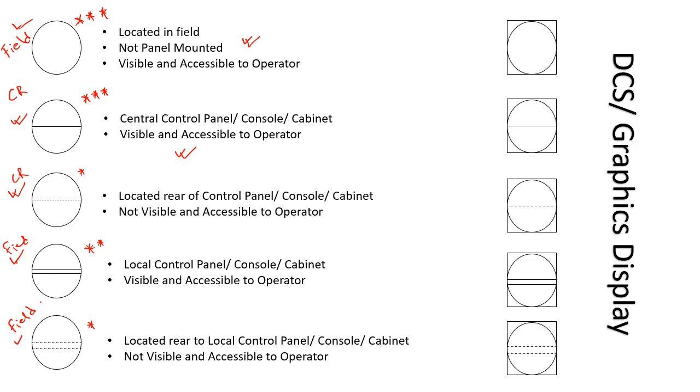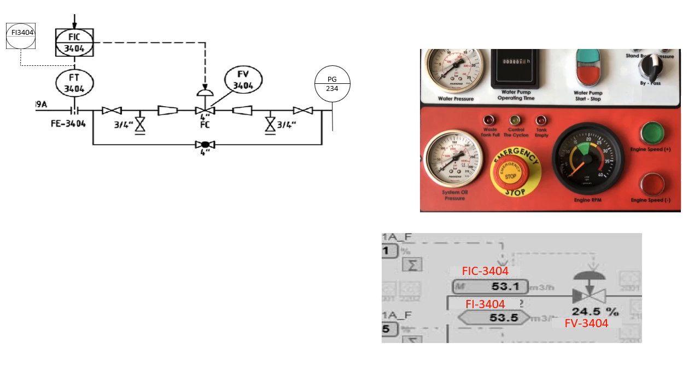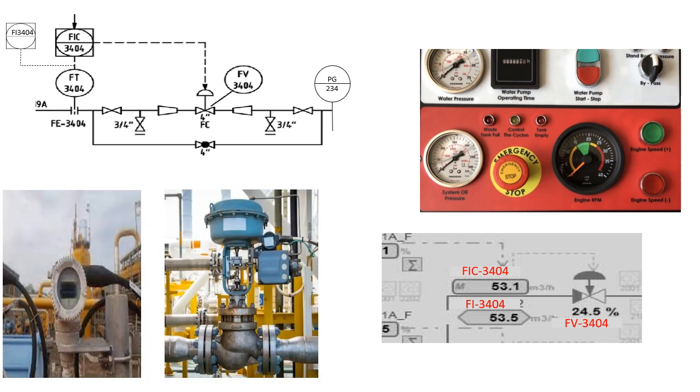Now let's discuss a particular situation. Take this P&ID, for example. If you see in this P&ID, there is a valve and there is a flow transmitter. The signal from the flow transmitter is going to the DCS controller, and the controller is giving a feedback signal to the flow valve to control the flow, right? And there is another indicator, a flow indicator, that is shown here.